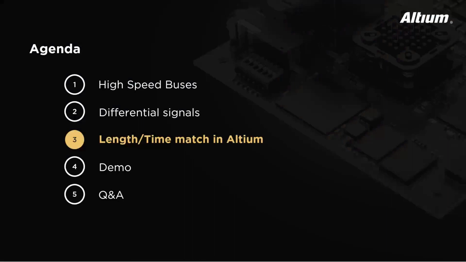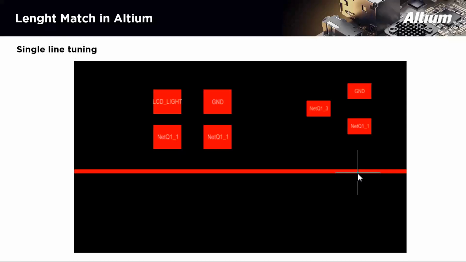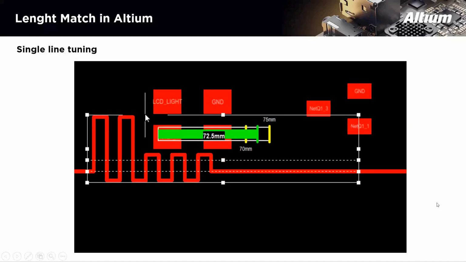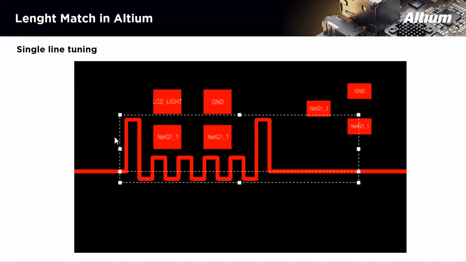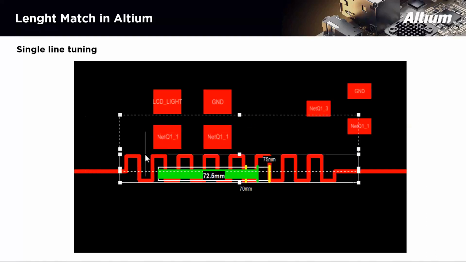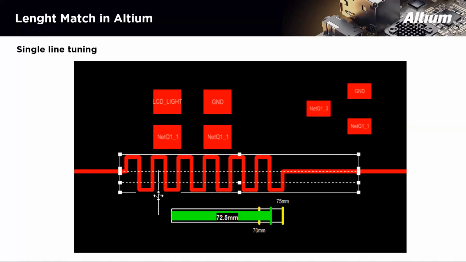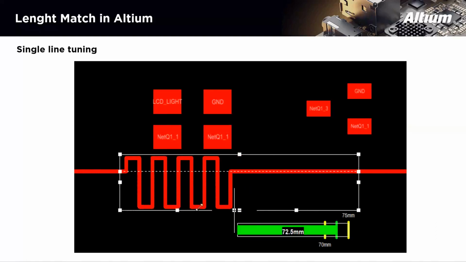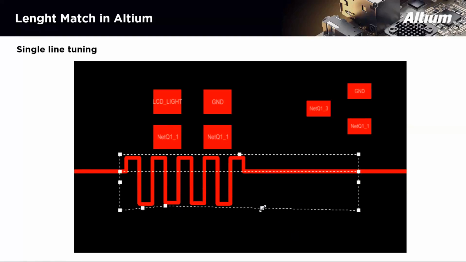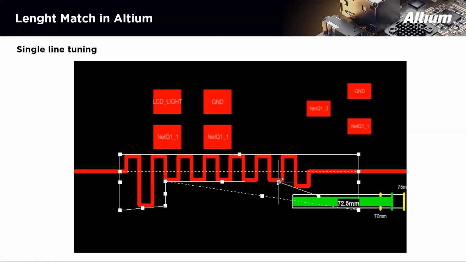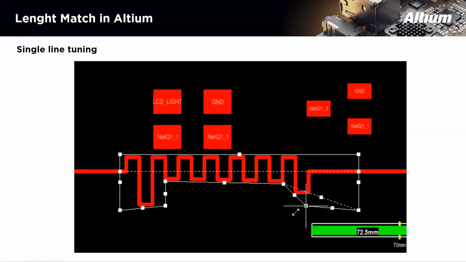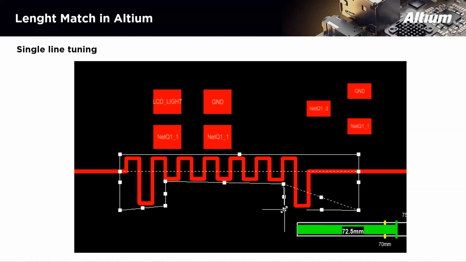Now, length and time matching in RTM. RTM supports both single-ended and differential pair length matching, and it's simple to use. Just activate the tool from within the PCB editor and drag the mouse until the gauge turns green. As you see here in the picture, the length needs to be matched to a minimum of 70 mm and a maximum of 75 mm. The accordions added can be modified to fit your needs, making space for routing. And as you see, the length will be adjusted automatically.